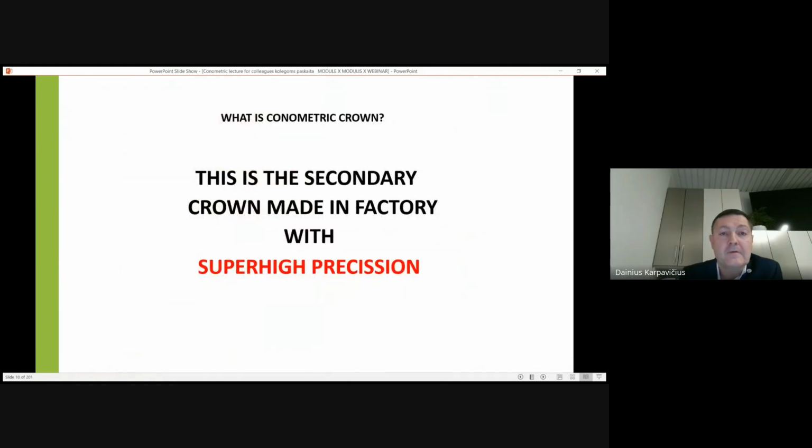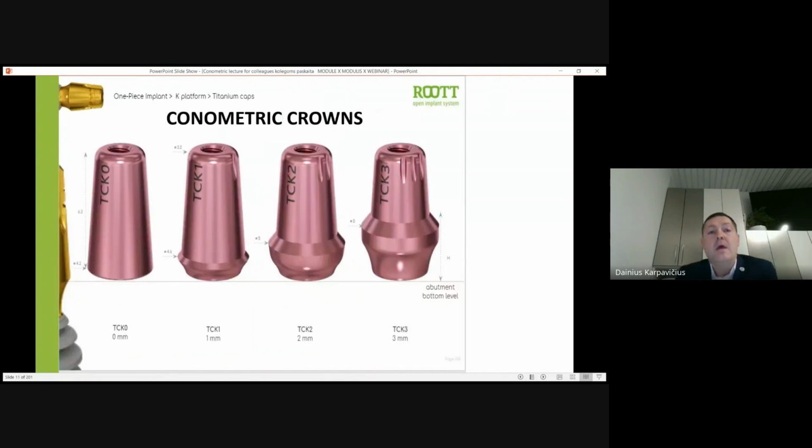So what is this conometric crown? This is the secondary crown made in the factory with super high precision. The connection, as you will find later on, has to be very predictable and very firm, and metal to metal has to bond very precisely to have long-term predictable stability in the mouth. Now you see on the screen real conometric caps. They have a slight difference because they have different heights of the steps.